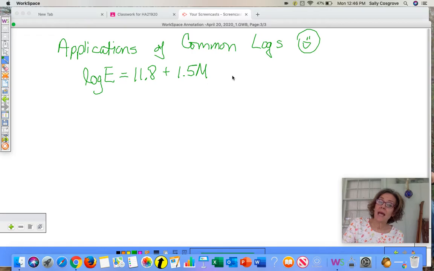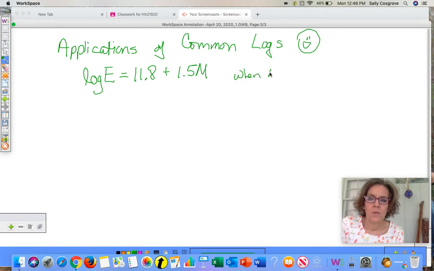Our instructions say use this to determine how much energy was released by the Sumatran earthquake in 2004, which had a huge tsunami and an earthquake intensity of 9. So we'll say when M equals 9. So it's a plug and chug. That's the good news. And again, understood base 10. So I'm going to put 9 right here. 11.8 plus 1.5 times 9.